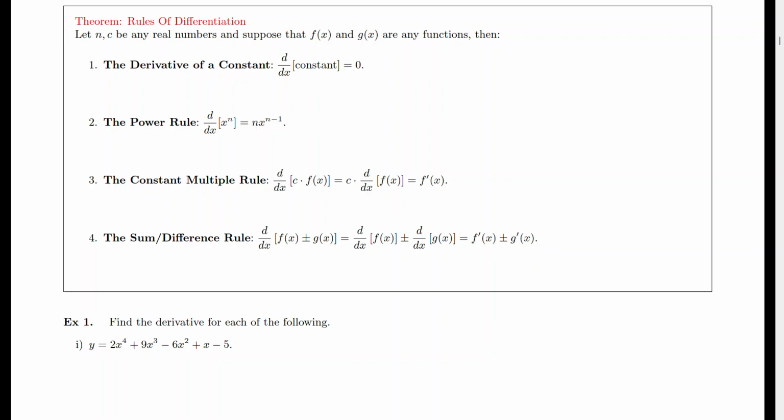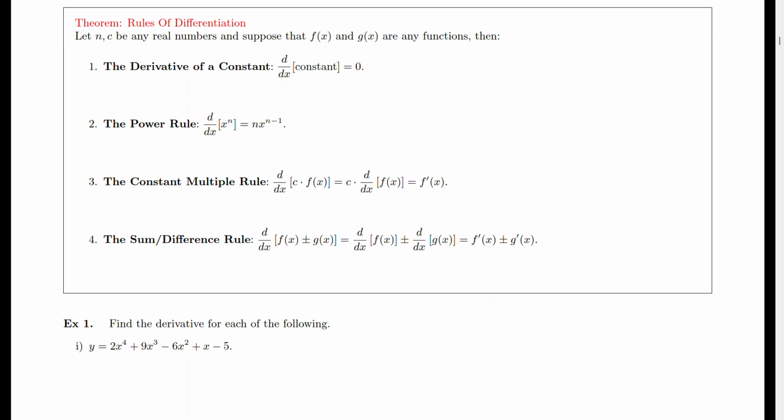In these rules, f of x and g of x are functions, and n and c are just random real numbers. So the first rule we have says that if you are taking the derivative of a constant, the answer is going to be 0. So if I ask you for the derivative with respect to x of something like 5, you're going to say 0. The derivative with respect to x of pi, for example, because pi is 3.14 and so on and so forth, the answer is also going to be 0. So anytime you have a constant, the derivative of the constant is going to be 0.